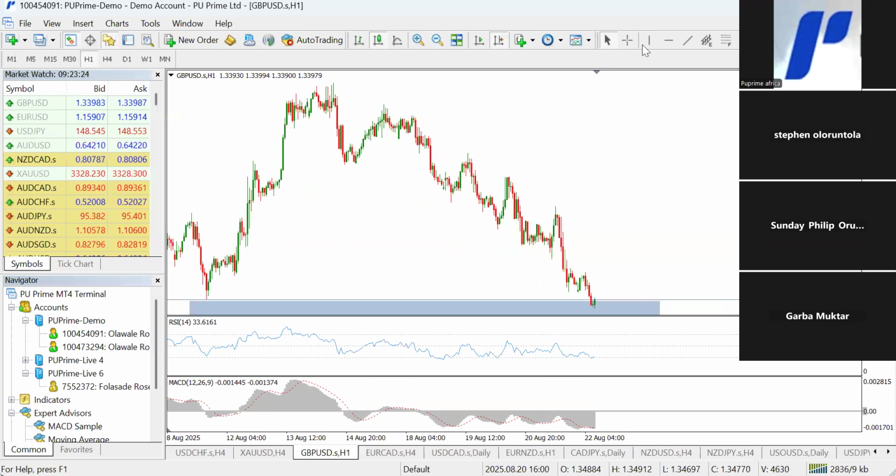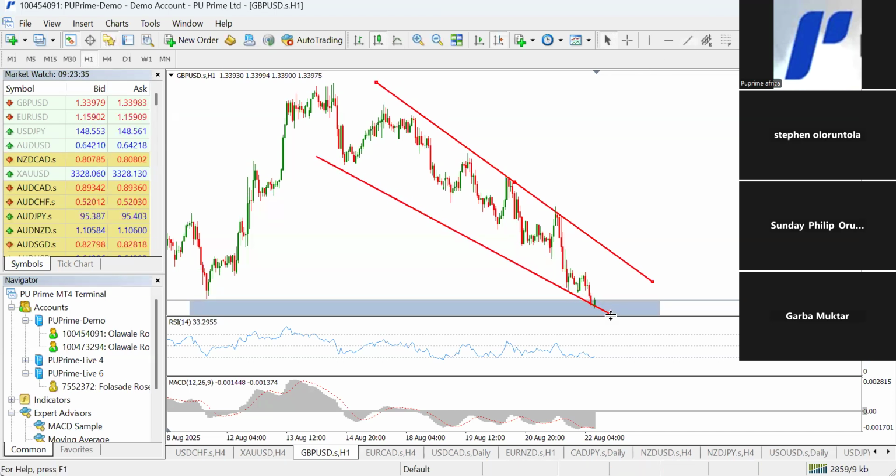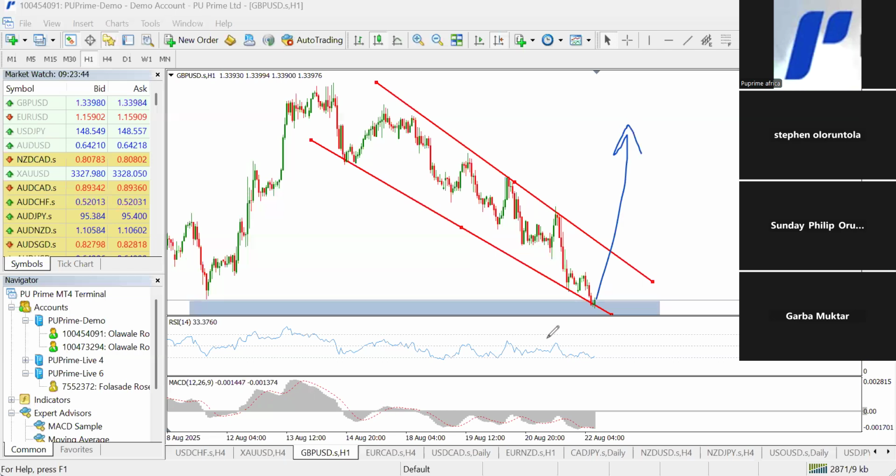And we can equally draw our trend line just like we did for the AUD USD. And we have a falling wedge pattern also, just exactly that we had on the AUD USD. So we're going to be looking out for a bullish breakout on this one also.